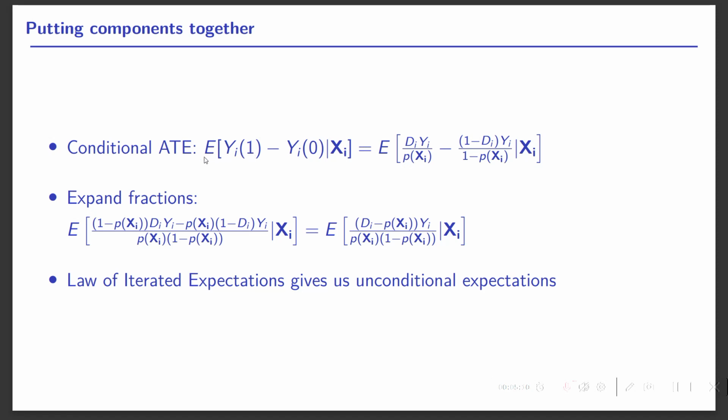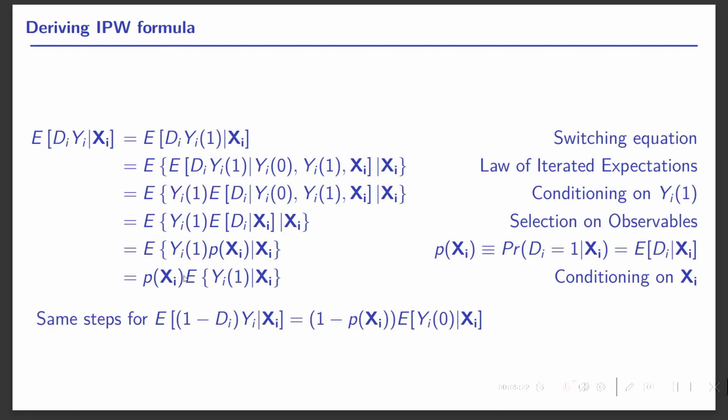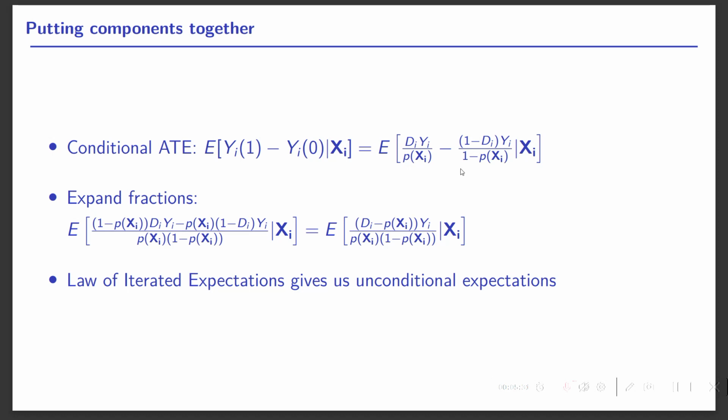Well, we can write the conditional ATE as the expected difference in potential outcomes, conditional on xi. And if we just plug in the formula that we've got here after we've moved the p of xi here and the 1 minus p of xi here to the other side, so we can get these expressions. If we've done this, then we can just substitute and get this. Now, the next step is we expand the fractions, which brings us to this term.